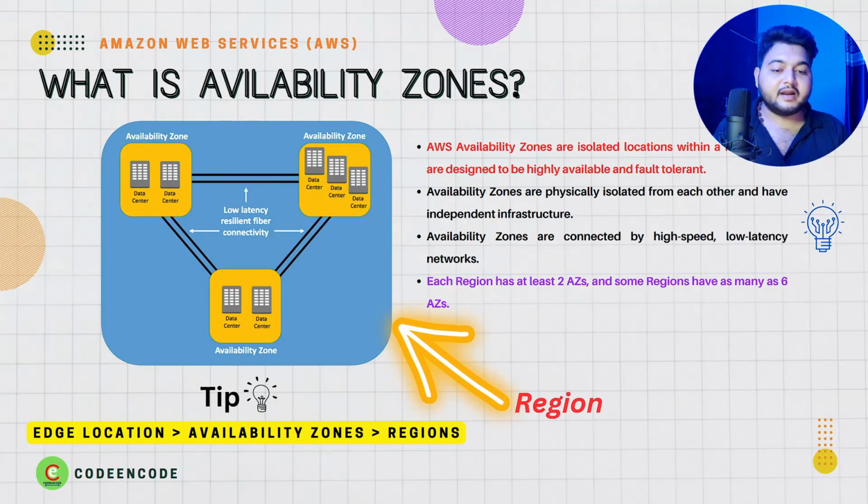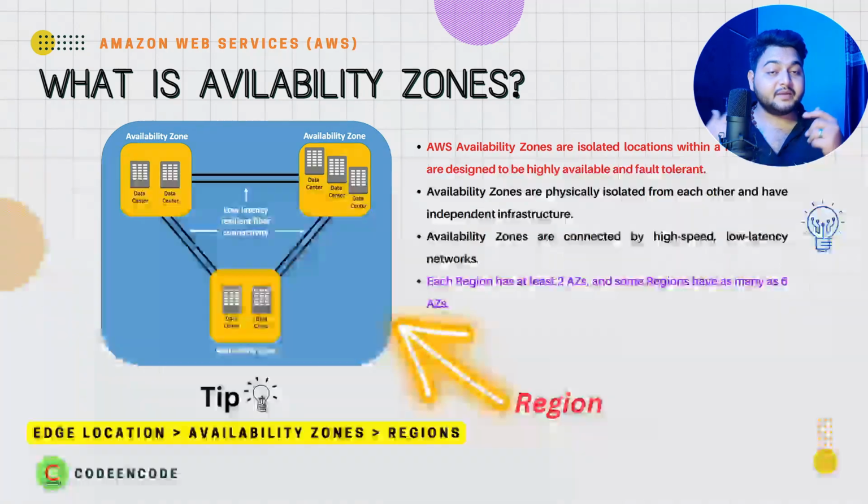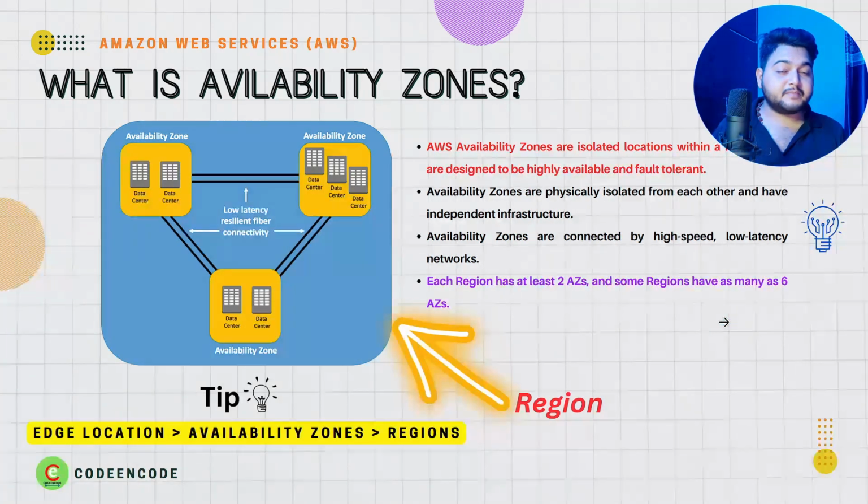So AWS AZs are isolated locations within a region that are designed to be highly available and fault tolerant, and they are isolated from each other. As you can see in the second point, availability zones are physically isolated from each other and have independent infrastructure. As you can see, they are independent of each other, right? Then they are very high speed. Why? Because they are present in the same region. So they have very good speed. They have very low latency, very low downtime, right?